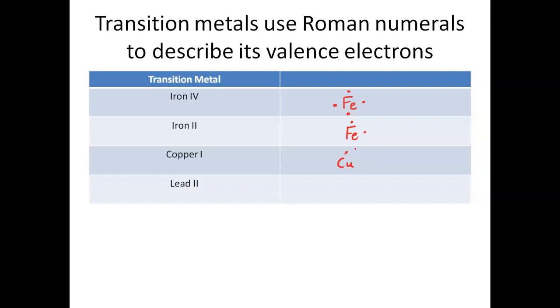And then we have lead 2. Lead is an unusual one. Its chemical symbol is Pb. And because of that Roman numeral 2, it tells us we have 2 valence electrons. So this is going to greatly help us when we work through ionic bonds. Remember, transition metals use Roman numerals to describe the valence electrons. So let's give it a try.